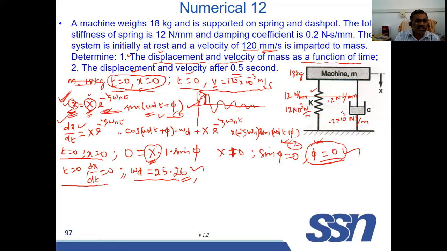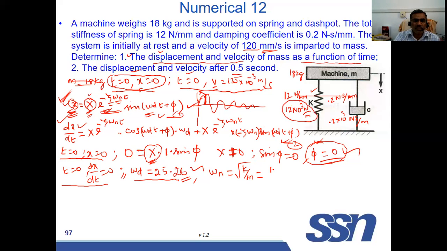What are the other things in the equation? We have to find the value of omega n and psi. These two you have to calculate. How to calculate omega n? Omega n is equal to root of k by m. What is k in the problem? It is given. This is the value of k.